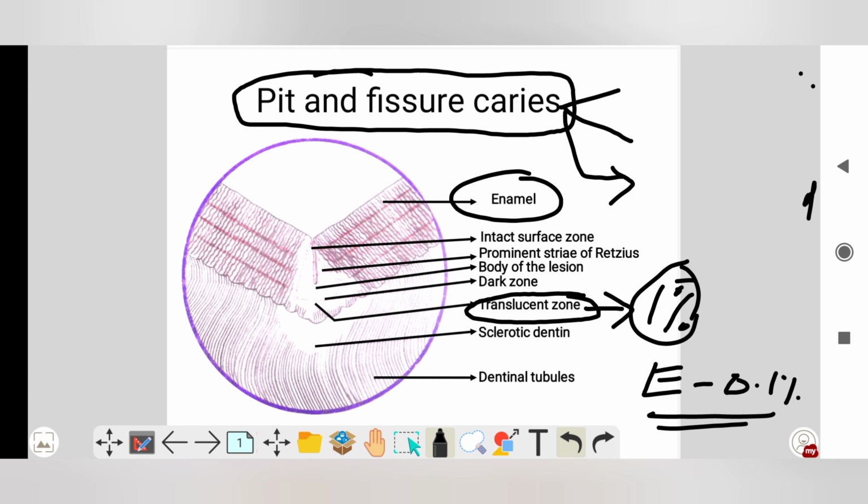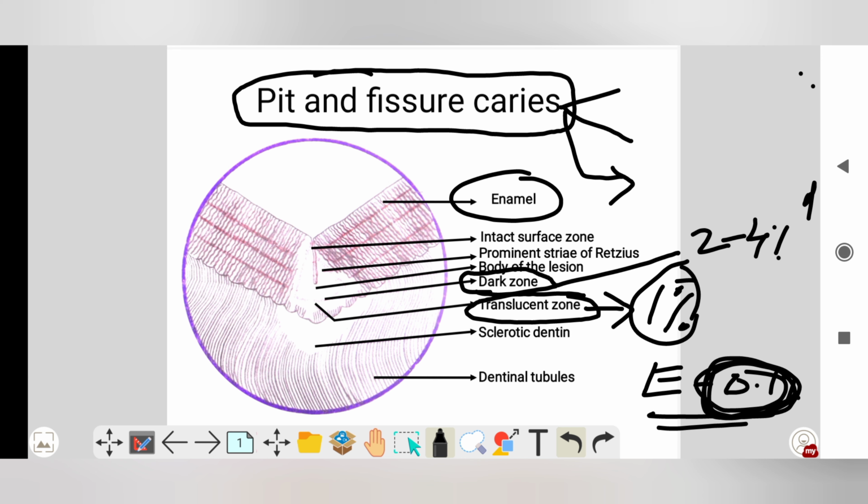Just above that there is a zone called the dark zone. In the dark zone the pore size is 2 to 4%, larger than the enamel pore. Please remember, in the translucent zone the fluoride content is more, and the magnesium and carbonate ions decrease. The next, third zone is the body of the lesion. The body of the lesion is the most demineralized zone of the enamel caries.